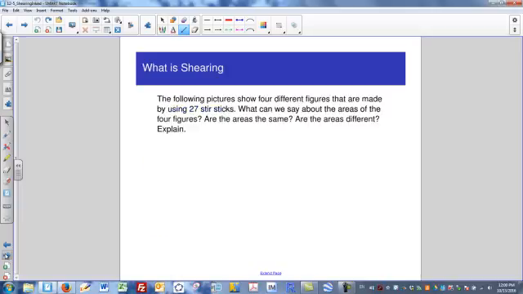So the following pictures show 4 different figures. Actually, it's 5 different figures, I think, that are made using 27 stir sticks. What can we say about the areas of the figures? Are the areas the same? Are they different? And explain.